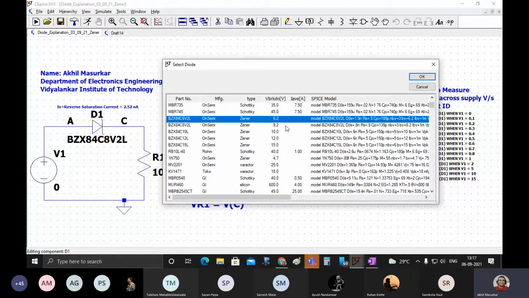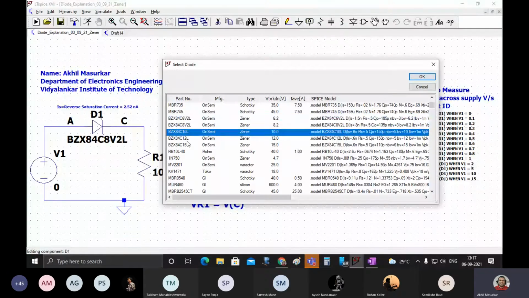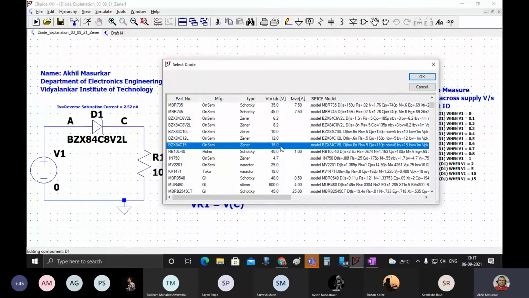Can you see 6 and 2? 6V2 means the breakdown voltage is 6.2. 8V2 means the breakdown voltage is 8.2. If that V is not there, if there is only 10L, that means it is 10 volts. If it is 12L, it means 12 volts. If it is 15L, then it is 15 volts. So this is how, by looking at this number, you can determine the breakdown voltage of the diode.